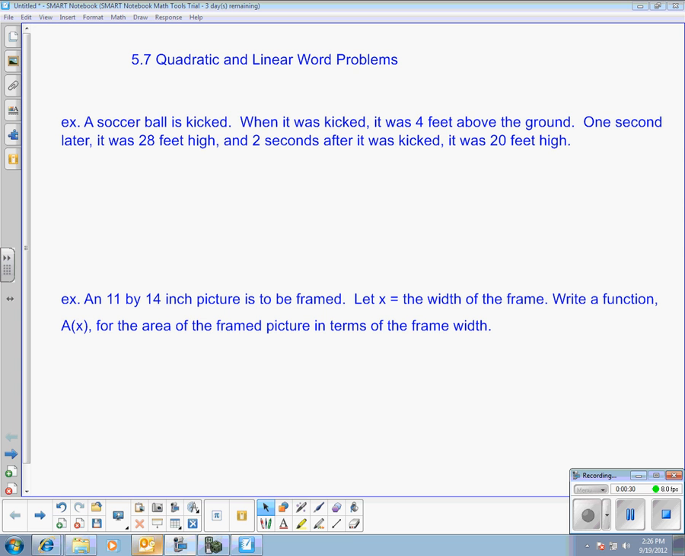a soccer ball that was kicked. You'll learn in physics, if you haven't already, that stuff that's flying through the air without a motor moves in a parabolic fashion in the world with no air, of course. You'll ask your science teachers about that. But stuff that's just flying moves in a parabola.